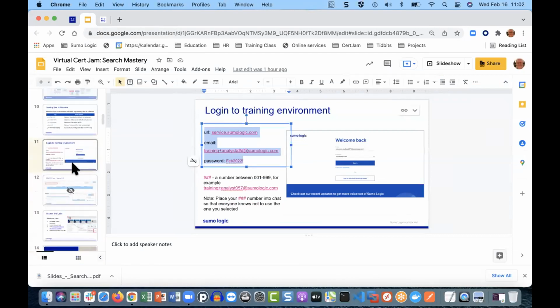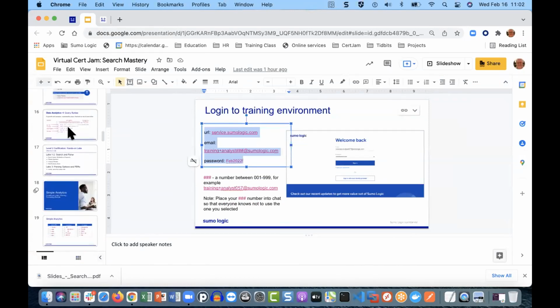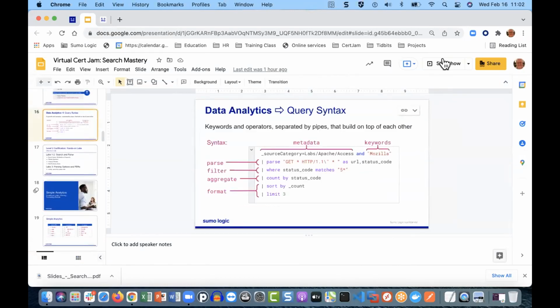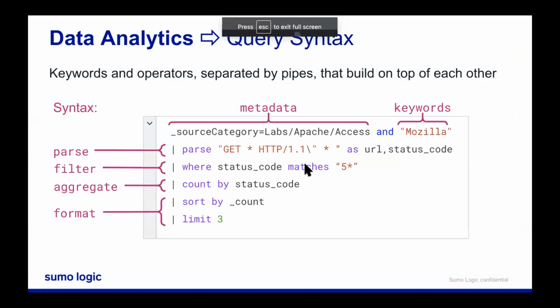Okay, let's segue out to the slide here. Those of you in the class yesterday saw this slide. The first line typically is your metadata and keyword search, what you're looking for. Then after that, we typically parse out the things that we want. Then we typically filter. Then we aggregate, and then we format. This is the normal structure of things that we do.